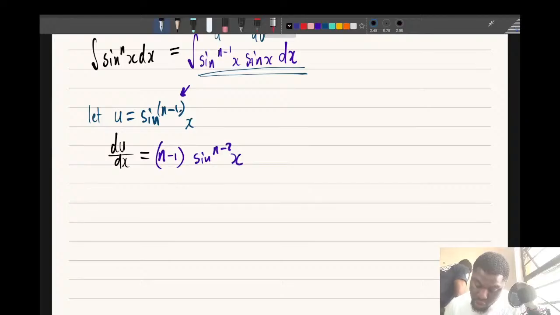Here, what would it be? Take your du, you take dx to the other side. This is v, and what was our v? It's going to be just one step. Here we have our u, we need to have our dv. So dv is equal to sine x dx. The integral of dv is the integral of sine x dx. V is equal to, what is the integral of sine x dx? You're going backwards. It will give you negative cos x.